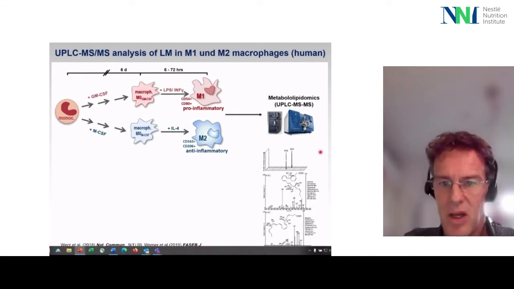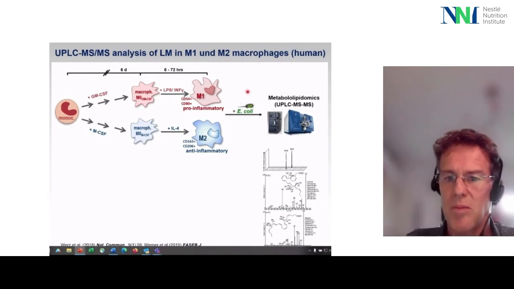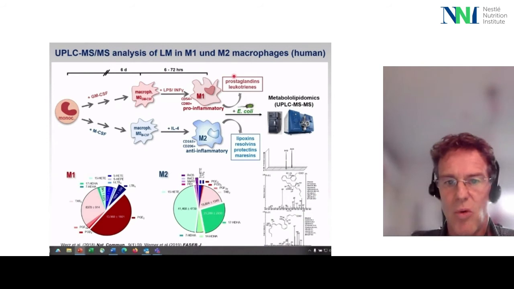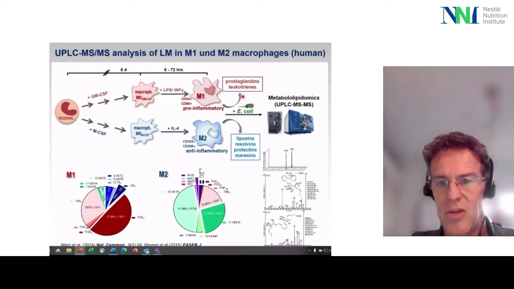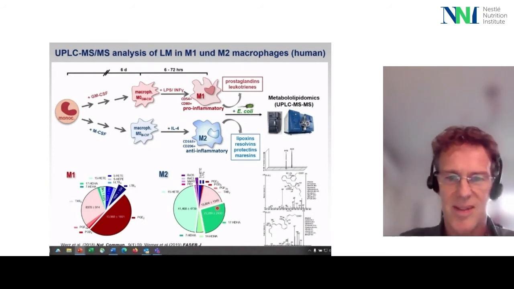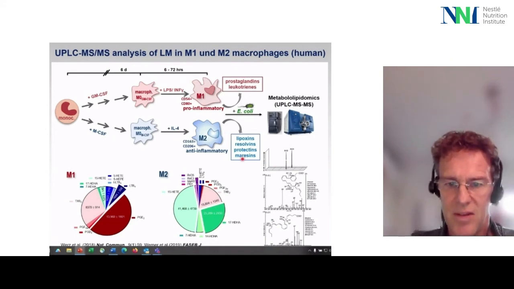We tried many stimuli, and we eventually found that pathogenic bacteria like E. coli in fact stimulate the M1 macrophages to make prostaglandins and leukotrienes, and the anti-inflammatory M2 to make lipoxins, resolvins, protectins, and maresins. So you can see clearly different lipid mediator signatures of M1 and M2. And by using these macrophages, we wanted to find such a miracle drug that downregulates prostaglandin and leukotriene formation but elevates SPMs.